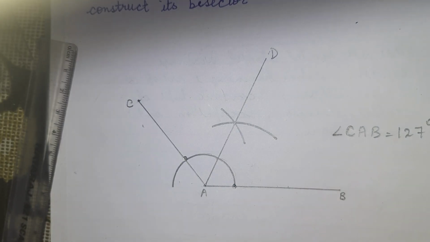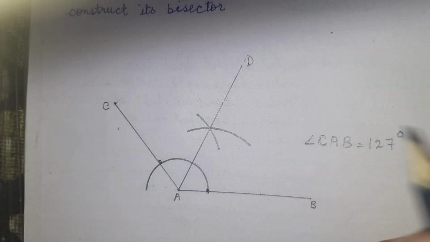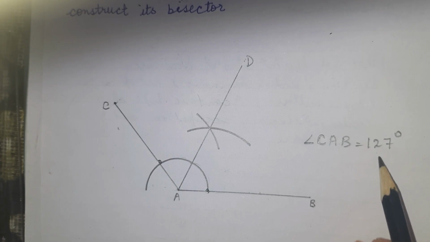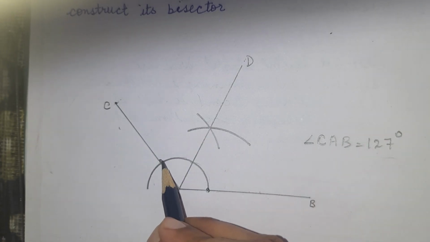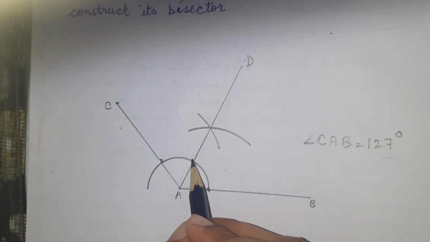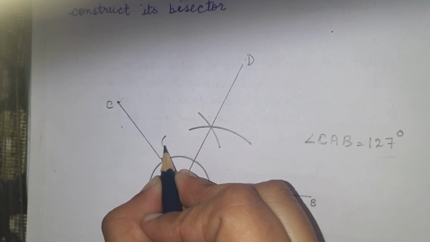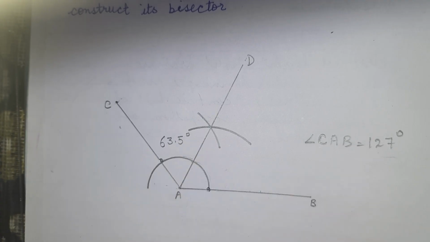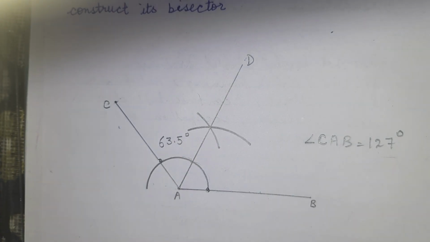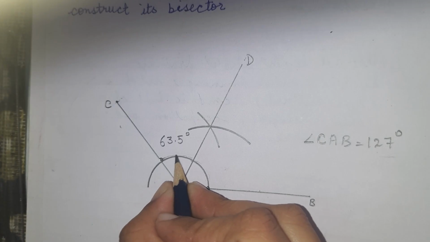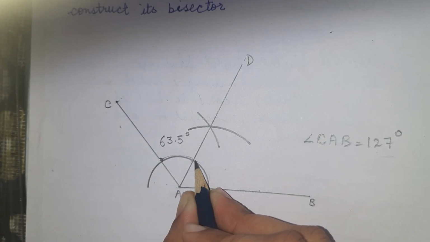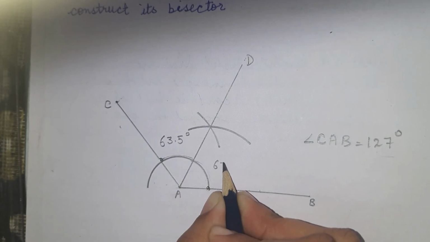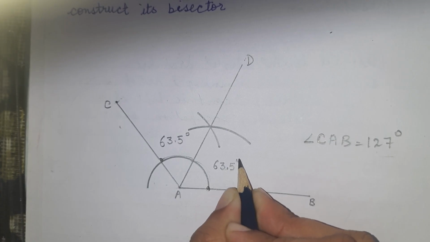Bisector means half. If you think, what would be half of 127, can you tell me the answer? You have to divide it by 2. So this angle will be 63.5. Yes, if you have answered this, you are absolutely correct. So this angle is 63.5 and this angle is also 63.5 degrees.